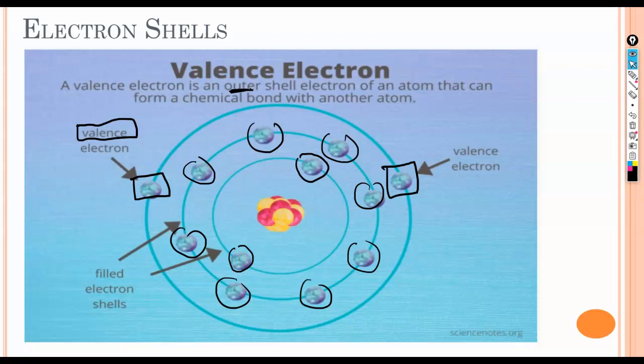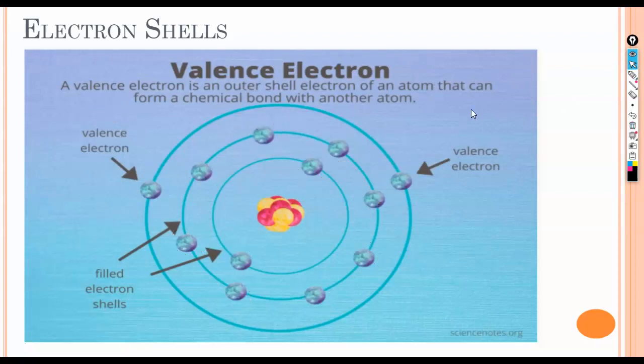You don't have this picture again in your notes, but if you want to pause it here and draw it into your notes, you might find that helpful so that you know that the valence electrons are the electrons on the outside shell of an atom. Okay, so going to the next slide.